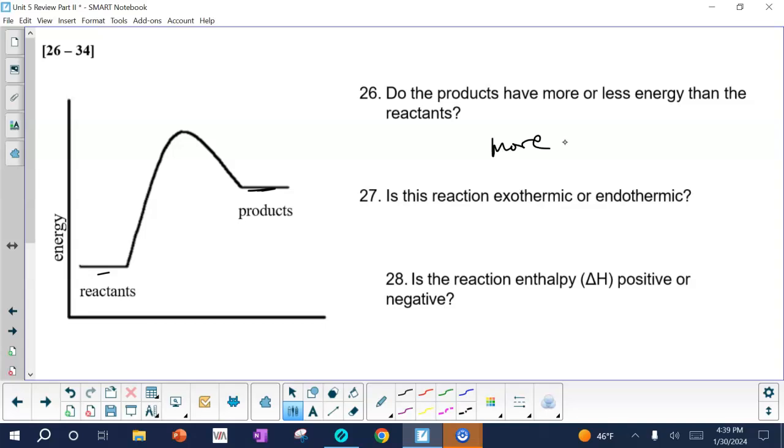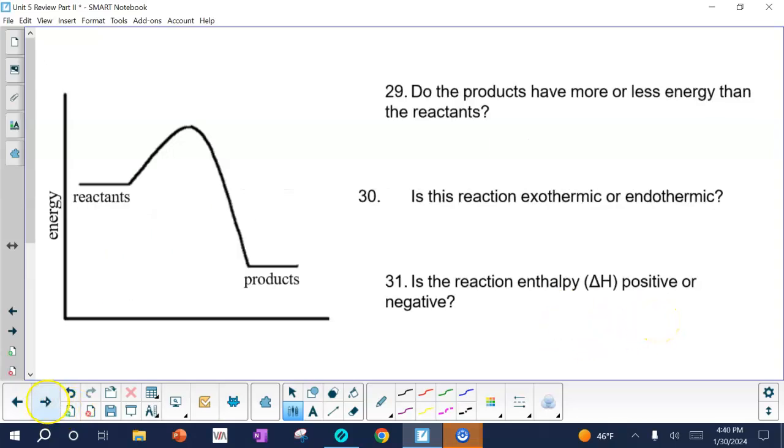In this instance, reactants are low in energy and the products are high. That means energy had to go into the system. And so which one goes in? Endothermic. And then next it says, is the reaction enthalpy, which is that delta H, the change in heat, positive or negative? Well, the energy is going up, so delta H in this instance would be a positive value. Okay, next one.